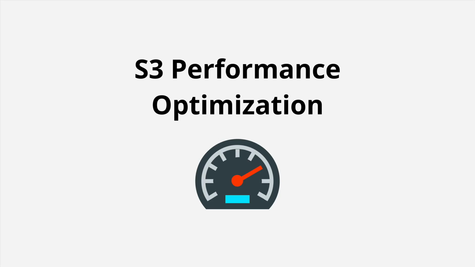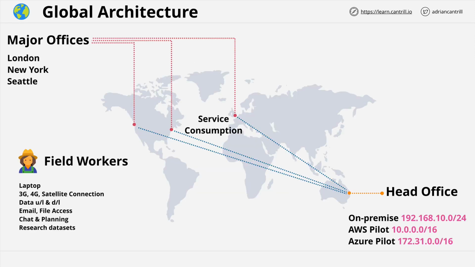Welcome back, and this time we're going to cover a few performance optimization aspects of S3. If you recall from earlier in the course, this is the Animals for Life scenario. We have a head office in Brisbane, remote offices which consume services from the Brisbane office, and remote workers using potentially slower or less reliable services to access and upload data to and from the head office. So keep this scenario in mind as we step through some of the features that S3 offers to improve performance.